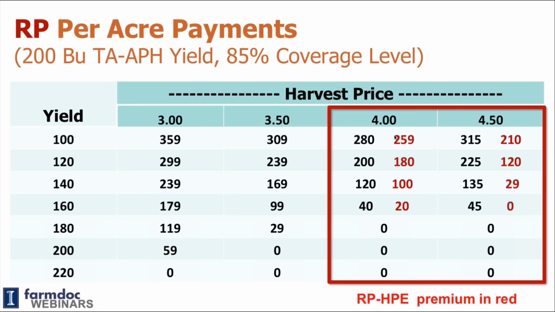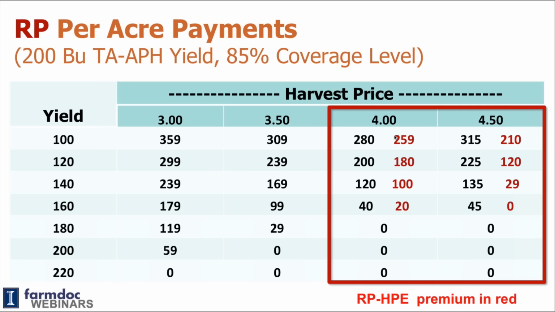Here is what those items in the red are, RP HPE payments. As you can see there, they go down. And that is simply because RP HPE does not have that guarantee increase in it. Again, those can go down substantially. So RP HPE premiums or payments there in red will be lower than RP. If you're in a drought year, they will pay less than RP.